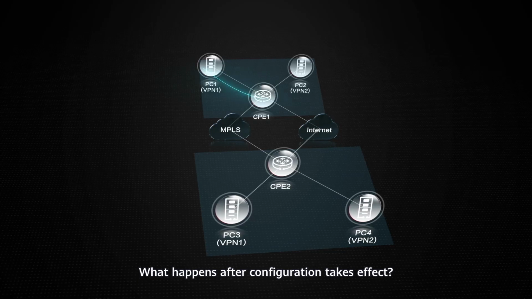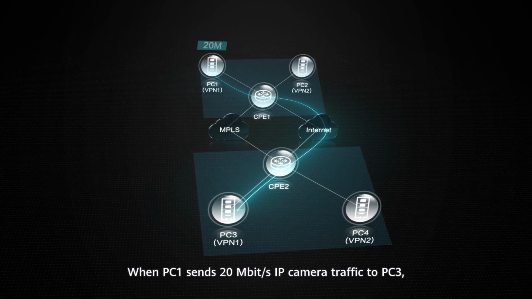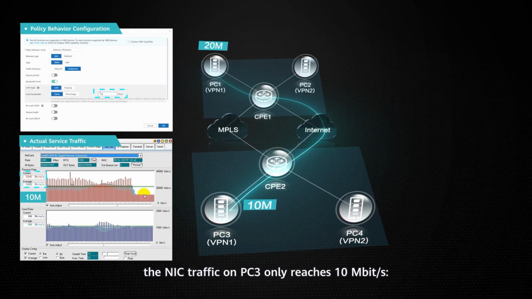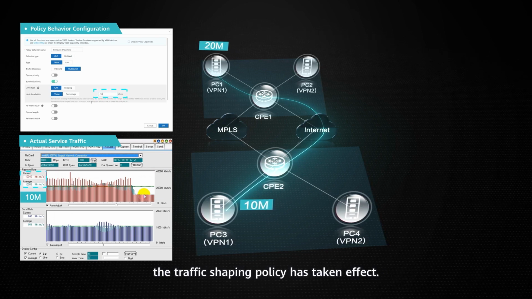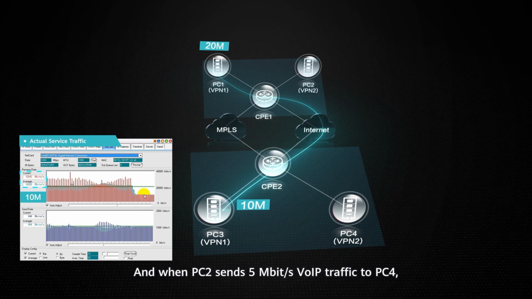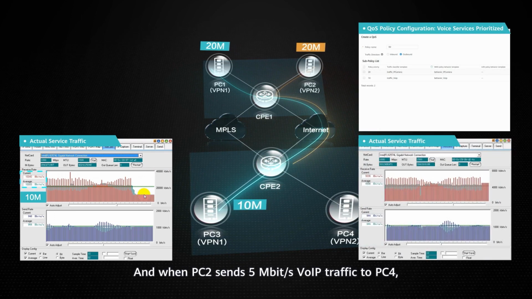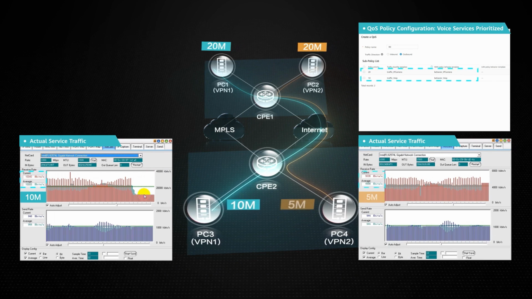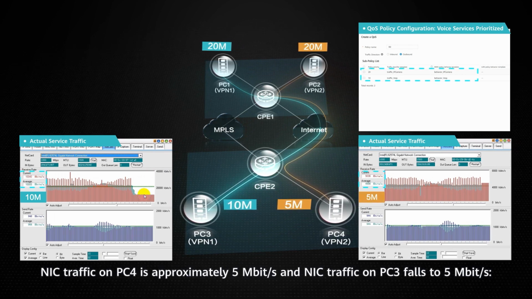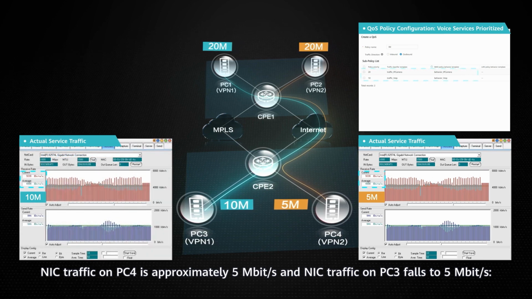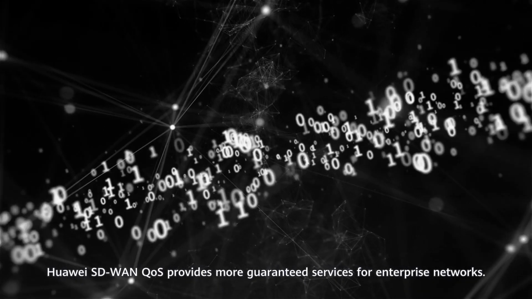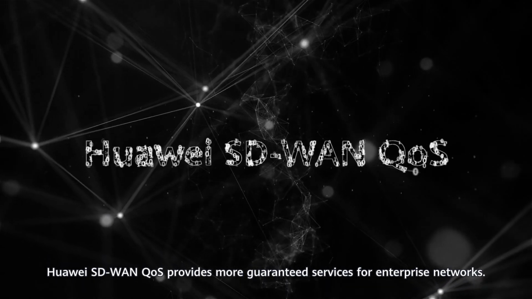What happens after configuration takes effect? When PC1 sends 20 Mbps IP camera traffic to PC3, the NIC traffic on PC3 only reaches 10 Mbps. The traffic shaping policy has taken effect. And when PC2 sends 5 Mbps voice IP traffic to PC4, the voice IP traffic preempts the bandwidth. NIC traffic on PC4 is approximately 5 Mbps, and NIC traffic on PC3 falls to 5 Mbps. The application traffic bandwidth guarantee policy has taken effect. Huawei SD-WAN QoS provides more guaranteed services for enterprise networks.